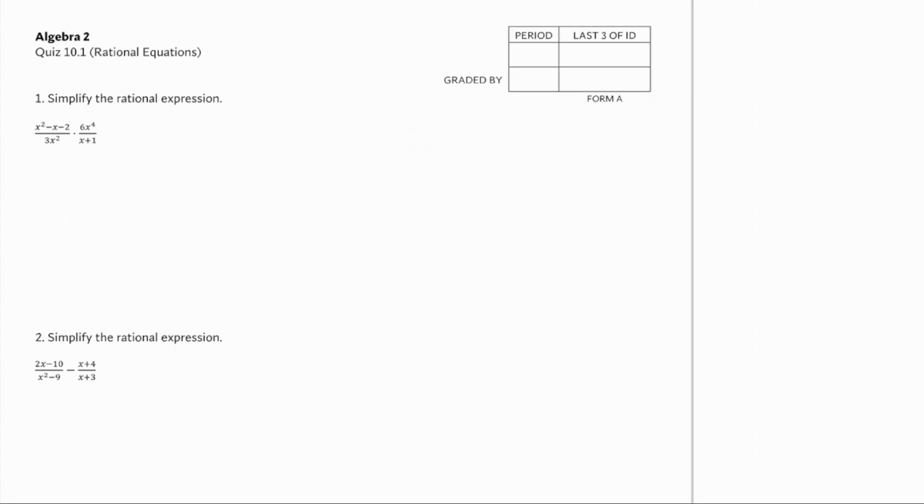Video, I'm going to be working Algebra 2 Quiz 10.1. So we're just going to be simplifying some rational expressions and I think solving some rational equations. So first one is simplify, and if it's multiplying two fractions, we're going to just multiply it straight across.